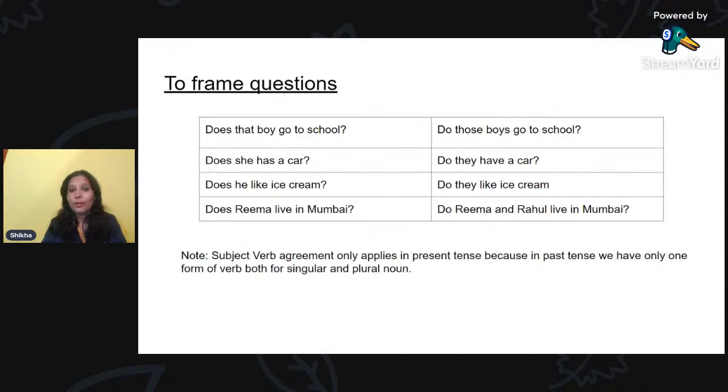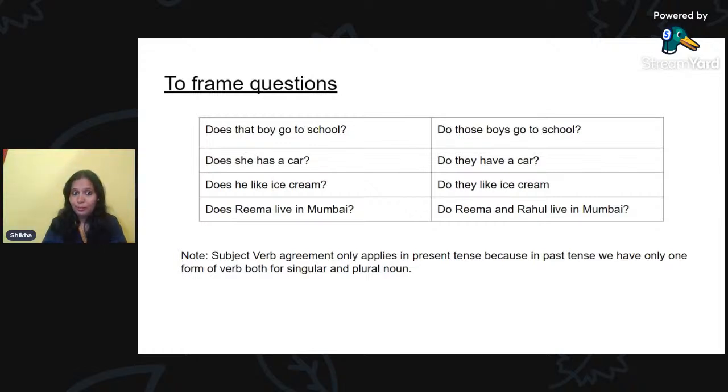So here, when you are framing question sentences, again, if your subject is singular, you will use does, and if your subject is plural, you will use do. Okay, and whenever you are framing question sentences, these verbs will come at the beginning of the sentence. For example, does that boy go to school? Yes. Do those boys go to school? And if you create such question sentences, your answers would be yes or no answers.